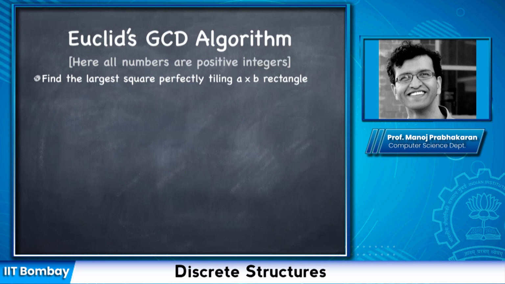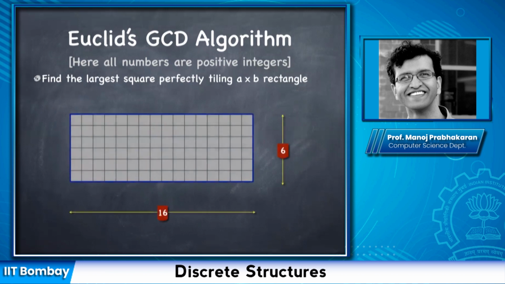Your goal is to find the largest square tile that will perfectly tile this rectangle of size A by B. Let's work with an example. So my A and B are 16 and 6. Well, I'll just go ahead and try greedily, picking the largest tile I can and fit it in there.